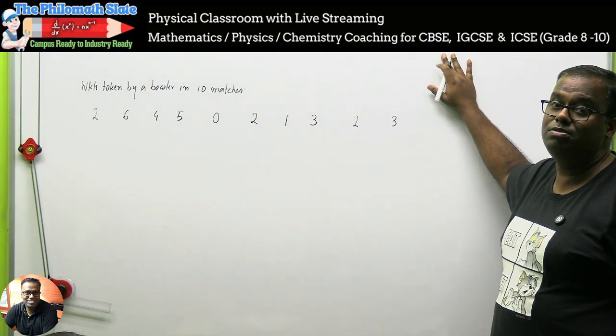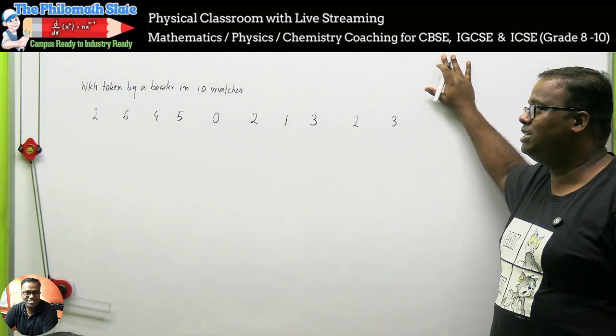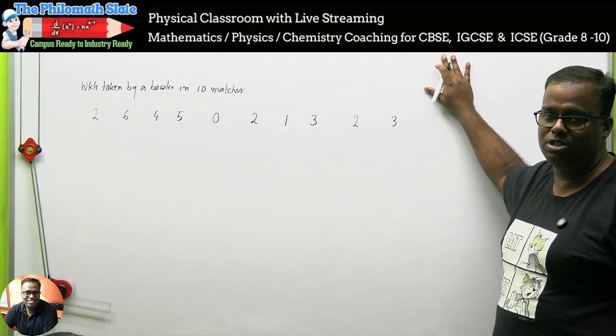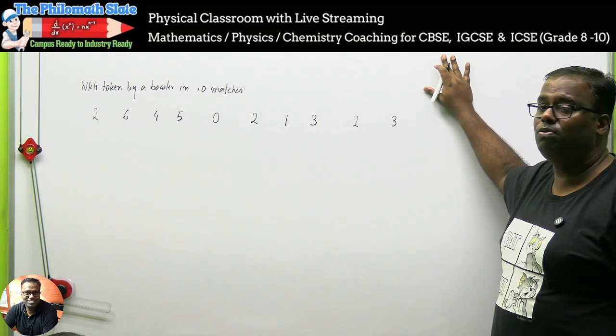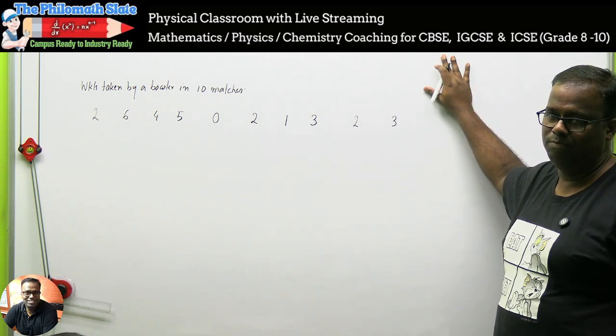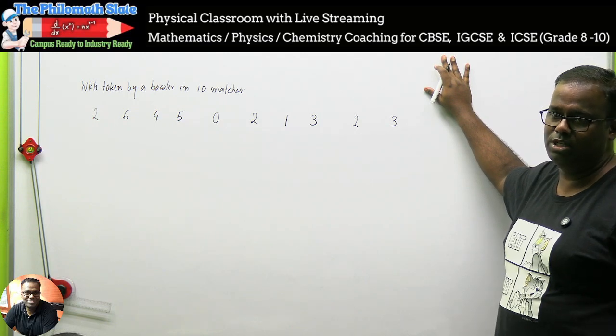See, now it becomes very confusing. The definition that we studied: the data that repeats the most is the mode. First, you always have to make a frequency table.